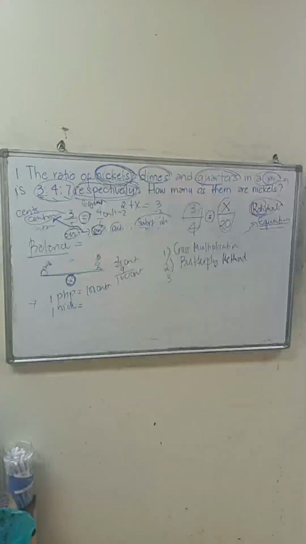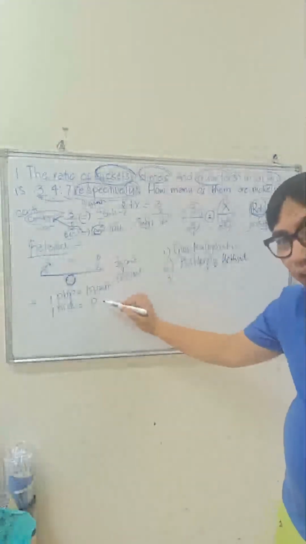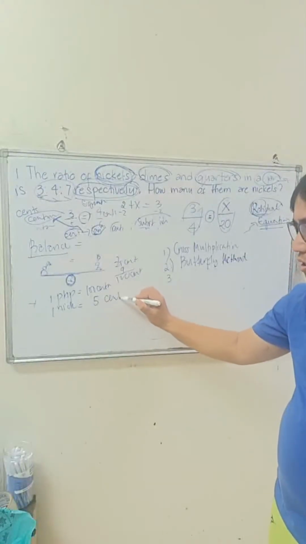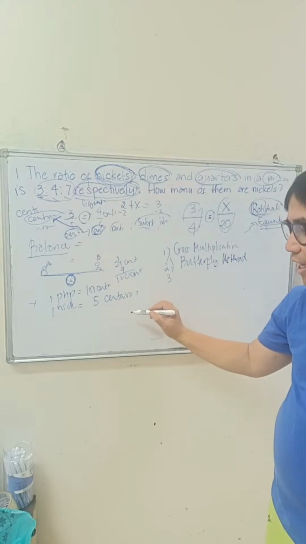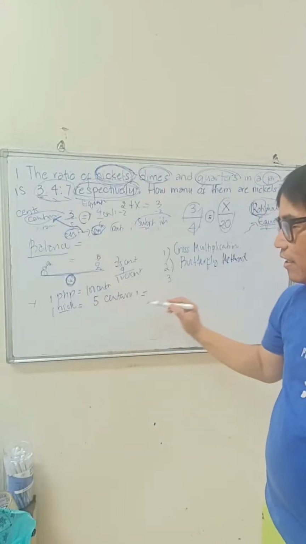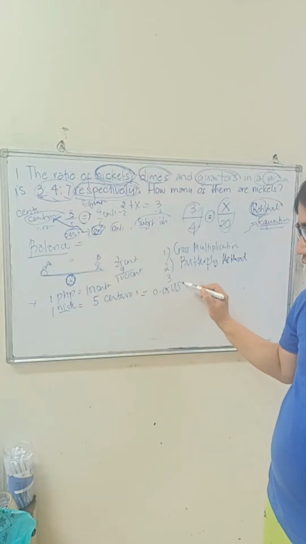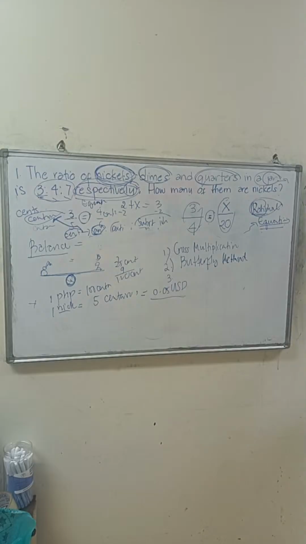Okay, now 1 nickel is equal to 5 centavos in America. You get the point? And then how many US dollars if we say 1 nickel? This is 0.05 US dollars. Okay, we need to memorize this completely, because this is universal mathematics.